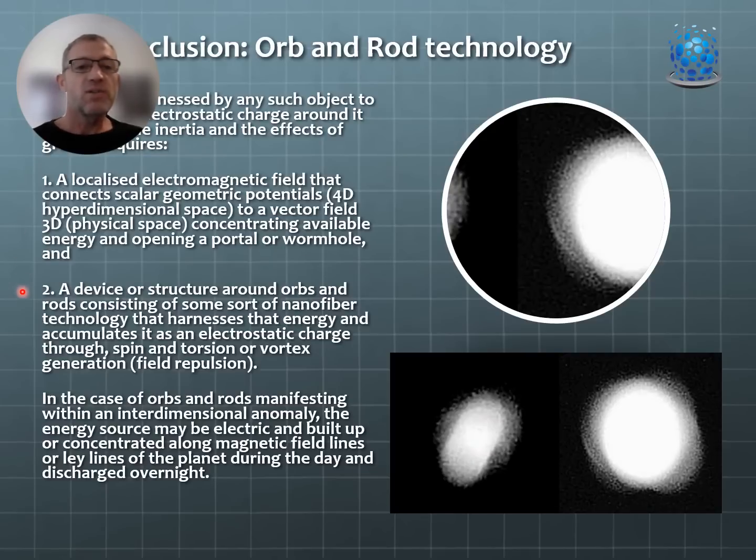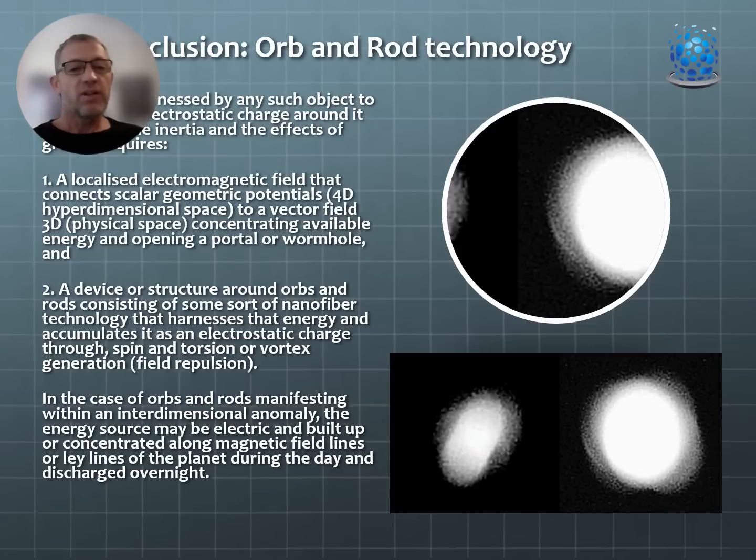And the other thing to consider is that these orbs and rods have a device or structure around them that consists of some sort of nanofiber technology that harnesses that energy and accumulates it as an electrostatic charge through spin and torsion or vortex generation, in other words, field repulsion technology. So in the case of orbs and rods manifesting within an interdimensional anomaly, the energy source may be electric and built up or concentrated along magnetic field lines or ley lines of the planet during the day and discharged overnight.